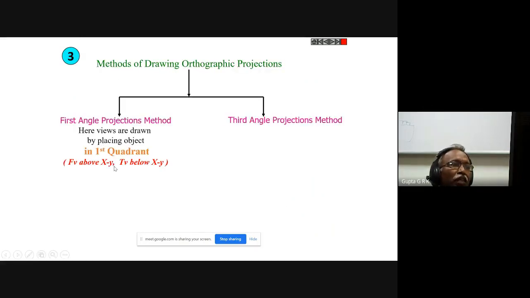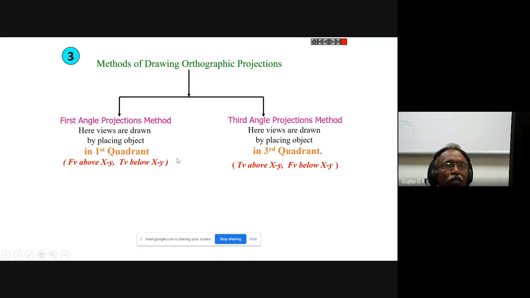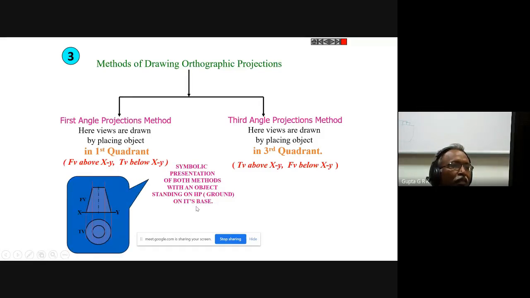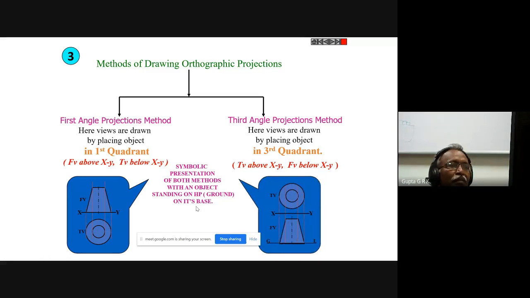So we can do first angle projection method or third angle projection method. Here views are drawn by placing the object in the first quadrant. So front view above XY, top view below XY. Here views are drawn by placing the object in the third quadrant, top view above XY, and front view below XY. And symbolic presentation of both methods with an object standing on HP and its base. Okay, this is like this.